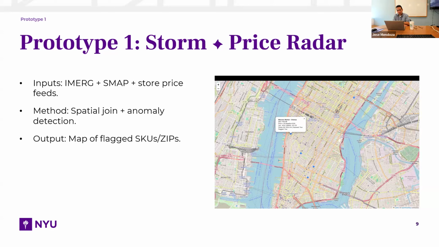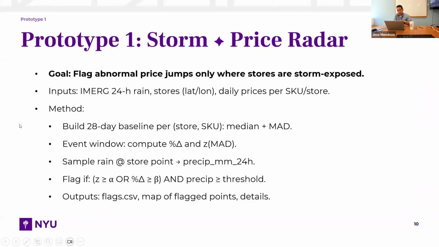So for this first prototype, there are a couple of inputs. The first input is the precipitation data and also the flood data, plus store price feeds. It uses a spatial join plus anomaly detection, and the output of the prototype is a list of SKUs and zip codes that are flagged, including the stores that are flagged. Here is a little bit more information about how it works. So you just flag abnormal price jumps only when the stores are exposed to a storm.